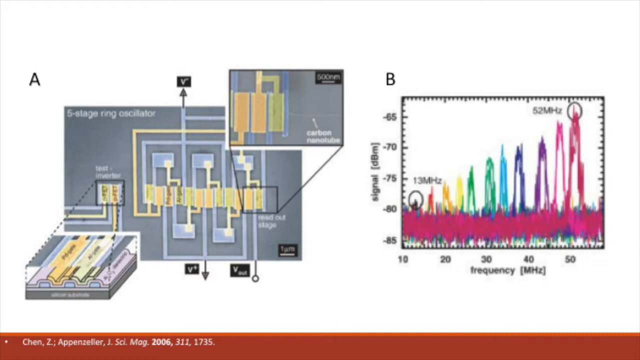The output signal of the oscillator was measured as a function of supply voltage as seen in Figure B, where a resonance occurred at 13 MHz for a supply voltage of 0.5 volts. Whenever the supply voltage was increased, the resonance frequency also increased, up to a resonance of 52 MHz at 0.92 volts of supplied voltage. This profound accomplishment paved the way towards the development of future nanocircuits integrated with single-walled carbon nanotubes.